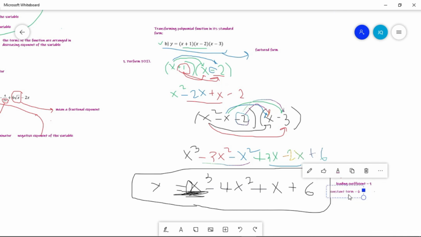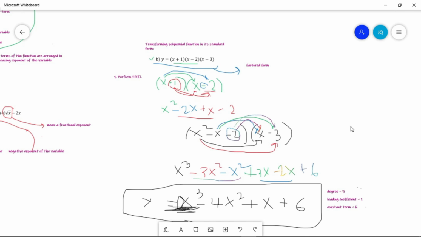Okay, so that's how you transform the given function from factored form into standard form, for us to identify more easily our degree, which is the highest exponent, the leading coefficient, which is the coefficient of the variable having the highest exponent, and the constant term, which is the term without a variable.